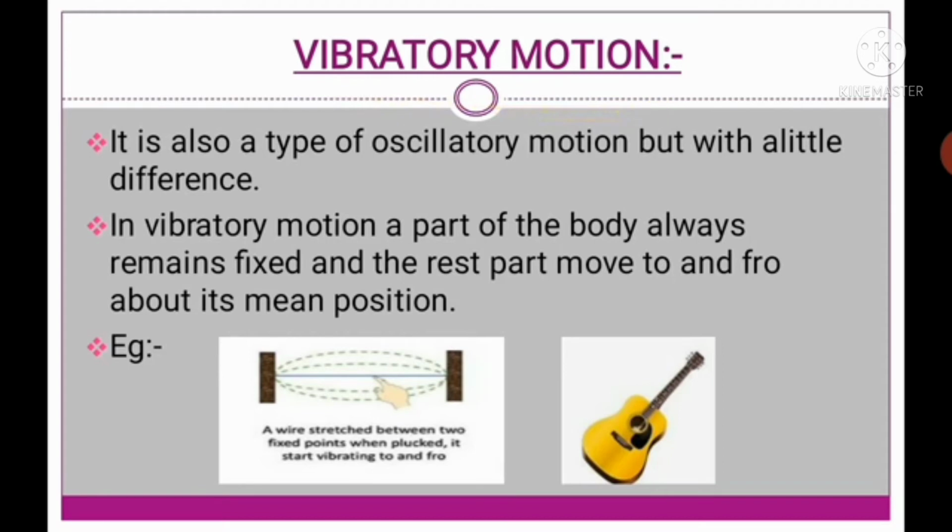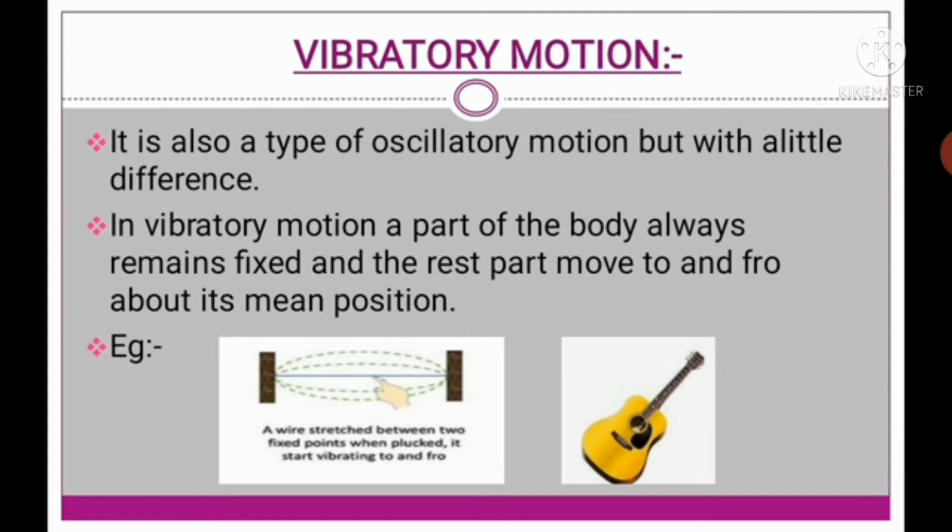And next is vibratory motion. There is another kind of oscillatory motion. This vibratory motion is another kind of oscillatory motion in which the body does not move as a whole. That is, the entire object does not move in this motion. A part of the body always remains fixed and the rest moves to and fro rapidly about its mean position.